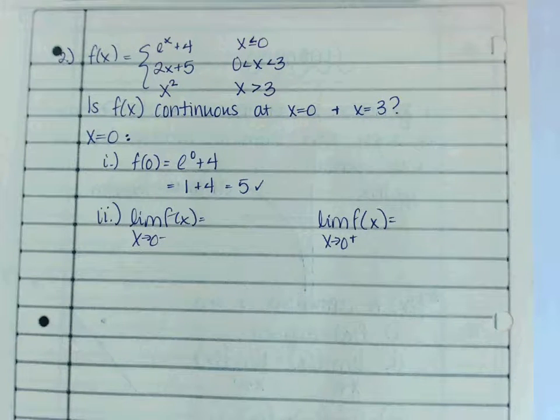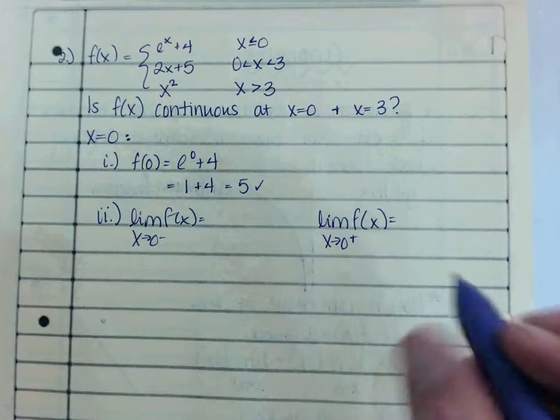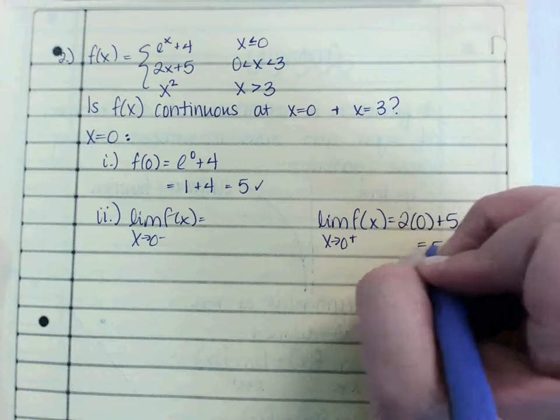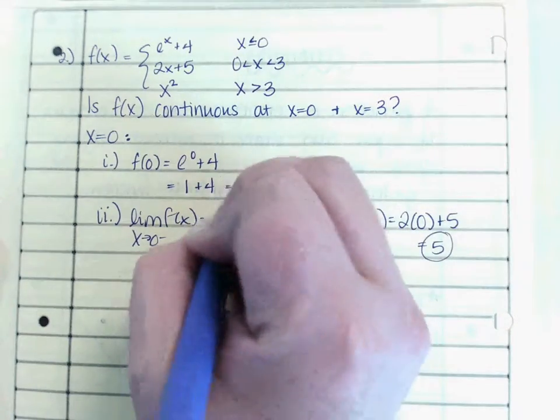So put a 5 here. We already did that. But now to do 0 from the right, what part am I plugging into? The middle, because this is the other side of 0. That's x when it's greater than 0 but less than 3. So plug in 0 here: 2 times 0 is 0, plus 5 is 5. My left side was 5.